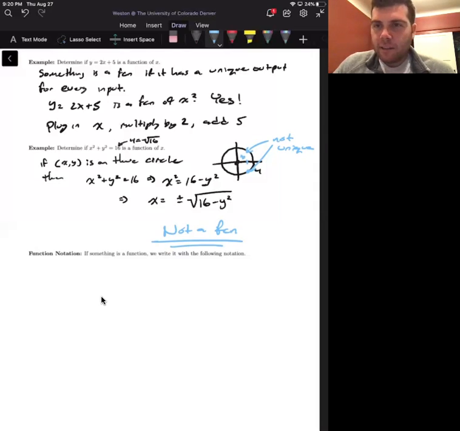Now there actually is something we can do. We can take this a step further in defining it and just say that we're going to pick the upper half. That's actually how we define the square root as a function, by just saying when it's a function, we're just going to take the positive square root.